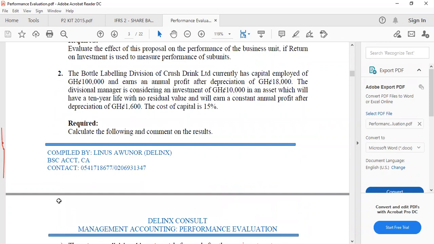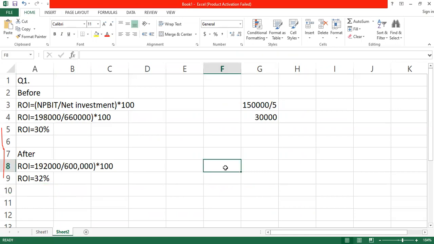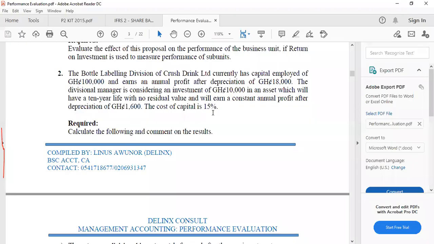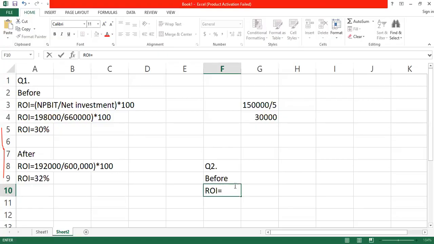So let's do before for the first one. That will be question 2, right? Yes. Okay. So before for the ROI, we go and look for our profit. What was our profit before? It's 18,000 after depreciation. So our profit was 18,000. And what was our total investment there? 100,000. All of this multiplied by 100. So we get 18%. So this will give us 18%.